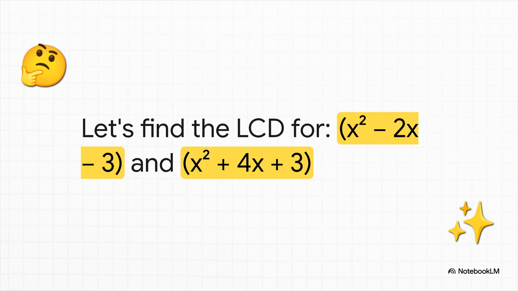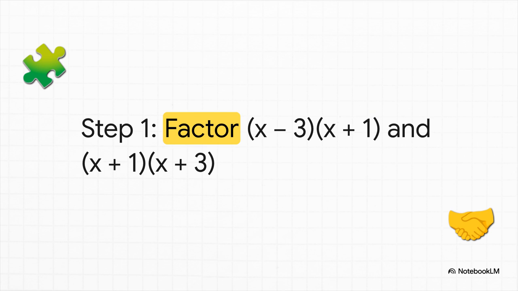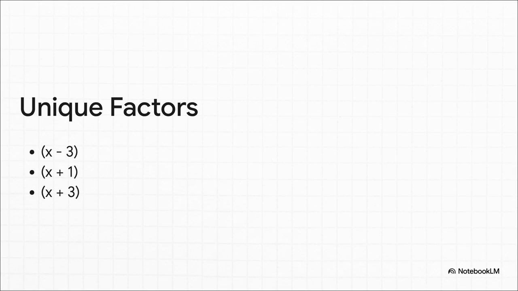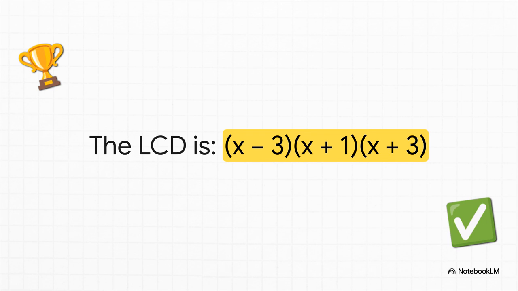We need to find the LCD for these 2 denominators. As they are right now, they look totally unrelated, right? But watch what happens when we do step 1, factor them. All of a sudden, things become much clearer. You can immediately see they actually share a common piece, x plus 1. So when we make our list of unique factors, we've got x minus 3, x plus 1, and x plus 3. None of them have any exponents to worry about, so we just list each one a single time. And to get our LCD, we just multiply those unique pieces together. And there it is. This is the common denominator we're going to use to bring our 2 original fractions together.